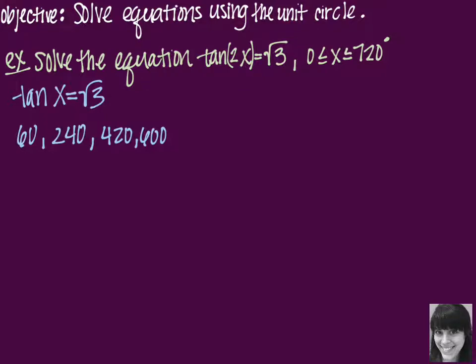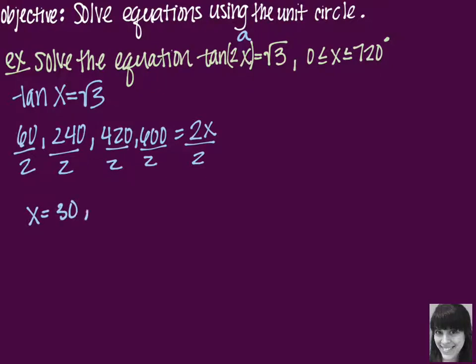So I could have called this a and solved for a and then said, well, a actually equals 2x, solve for x. And so then you would just take each of these answers and divide by 2. And so now x equals 30, 120, 210, and 300.